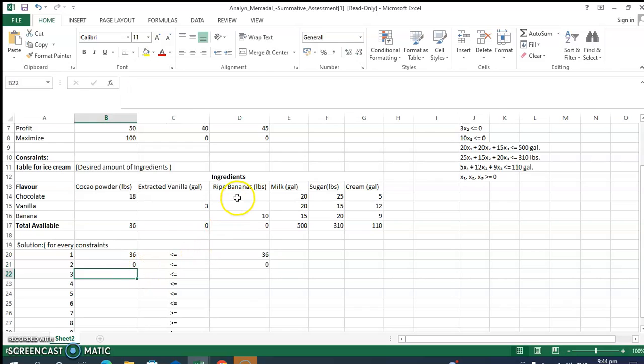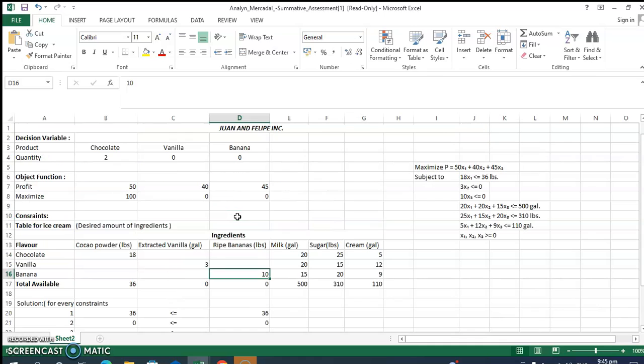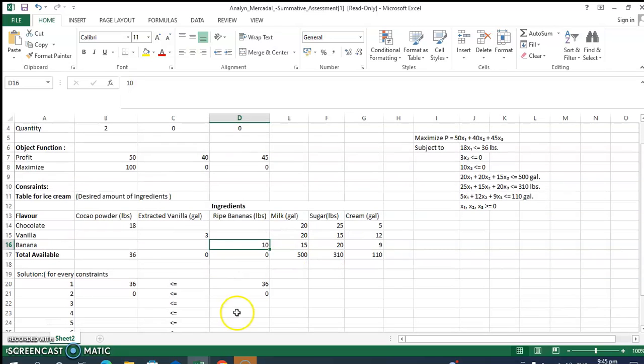And also for the ripe bananas. So, ripe bananas, it needs 10. So, 10 times x sub 3. So, the value of x sub 3 is 0. So, 10 times 0 is equal to 0. And then the total available for ripe banana is 0. So, the constraint is 0 is less than or equal to 0.